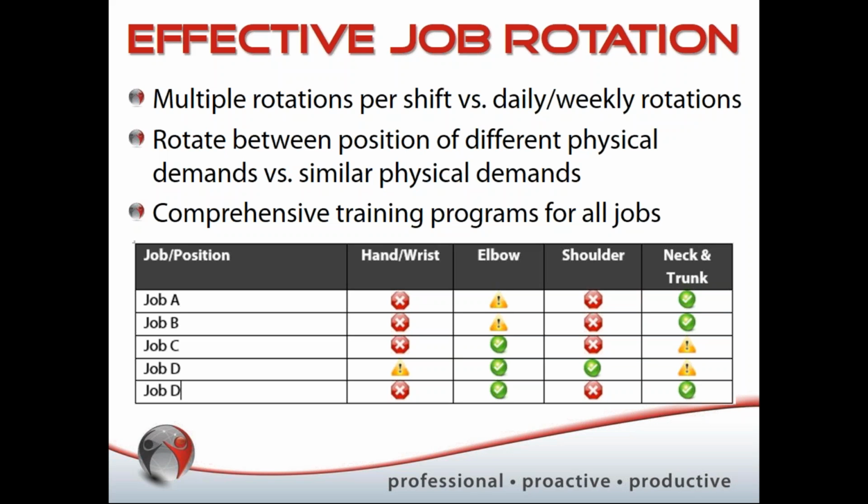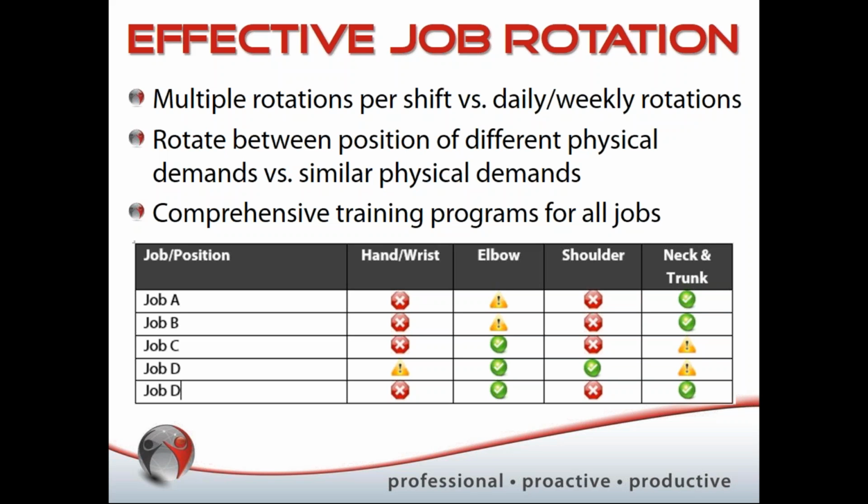So one of the clients we were just working with, they had jobs A, B, C, D. Sorry, that last one should say E, but ultimately jobs A, B, C, D, E. And we looked at the little red X means it's a high risk for hand, wrist, or a high risk for shoulder. Little green check marks means it's low risk, and yellow is sort of in the middle.